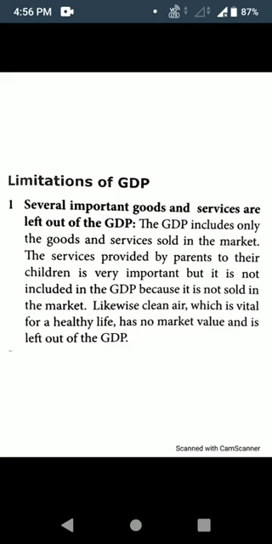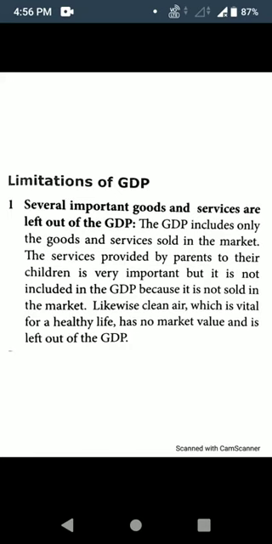For example, what are the things your parents buy and give for you? Your parents spend money for your education, for your food, for your health, and for your medicine. These things do not come in GDP. Why? Because it is not sold in the market. Likewise, clean air is also not included in GDP. It is vital for a healthy life, has no market value, and is left out of GDP. Air is something we get from nature, so that is also not included.